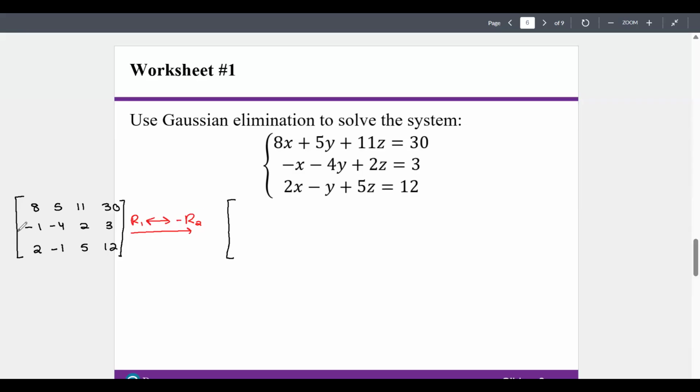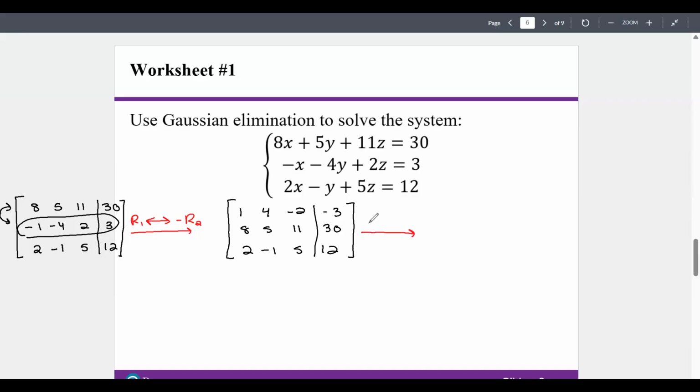So we will have that -1 become +1, that -4 become +4, that 2 become -2, and that 3 become -3. Then our new row 2 is going to be the 8, 5, 11, 30, and then we'll have 2, -1, 5, and 12 again. So like I said, all I did is I just switched these two rows, and then I took this one and multiplied it by -1. So then we just get 1, 4, -2, -3 instead. I just did two operations at once to save some space here.